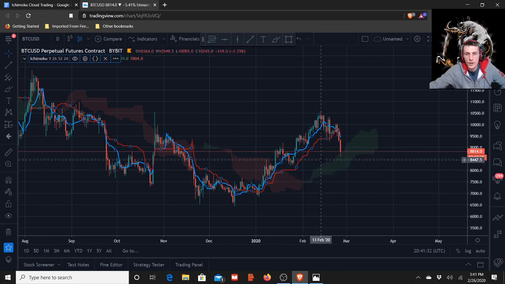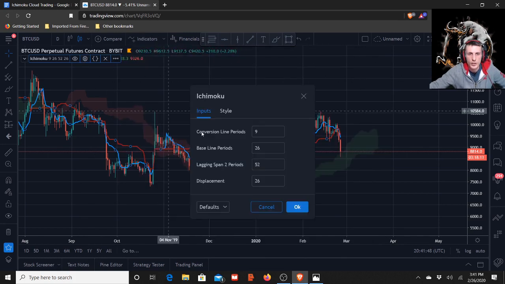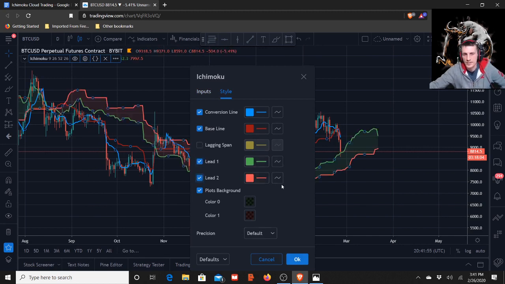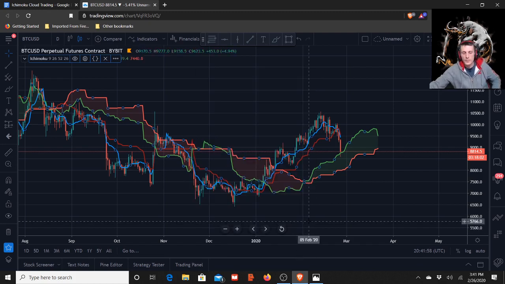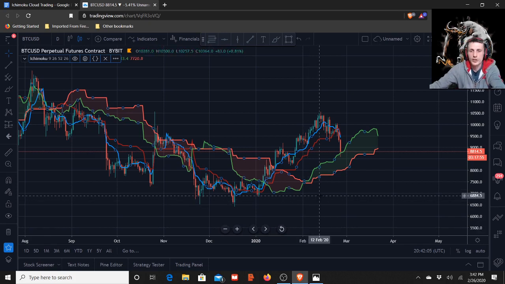And then your cloud, you have two lines on your cloud. You have your span A and your span B. I don't really use them. I leave them off just because it's more noise and more cluttered stuff on there. But I will turn them on to show you guys. On your options, it'll be lead 1, lead 2. And basically these will tell you what trend we are in.